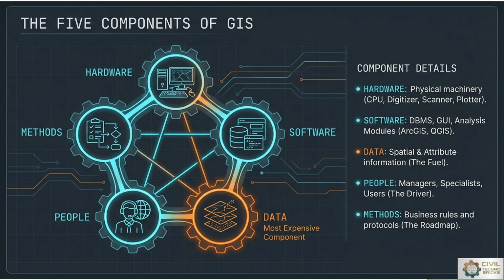So hardware includes physical machinery, CPU, digitizer, scanner, plotter, etc. Software includes database management system, graphical user interface, then analysis modules, ArcGIS, QGIS like software, etc. What is meant by data here? Data is of two types, spatial type and attribute type. Spatial information, attribute information, just like the example of fuel consumption.